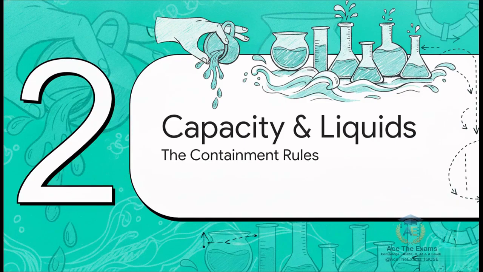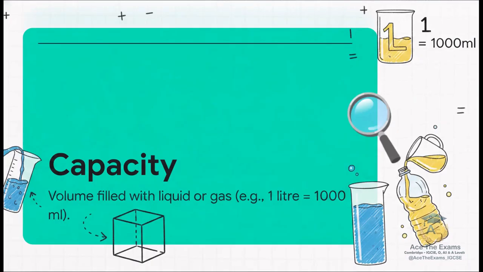Moving on to Section 2, Capacity and Liquid Measures. Let's look at the containment rules. You know, you'll often hear the words volume and capacity tossed around interchangeably in daily life. But in a math exam, precision is everything. Capacity is the specific term we use when a volume is actually filled with a liquid or a gas. Think of it this way. When you're measuring the physical space a solid block takes up, well, that's volume. But when you're pouring lemonade into a bottle, now you're dealing with capacity. And the foundational ground floor rule here is that 1 liter equals exactly 1,000 milliliters.